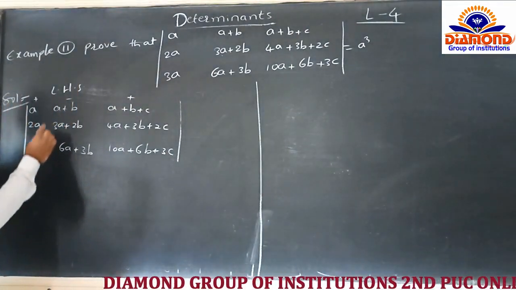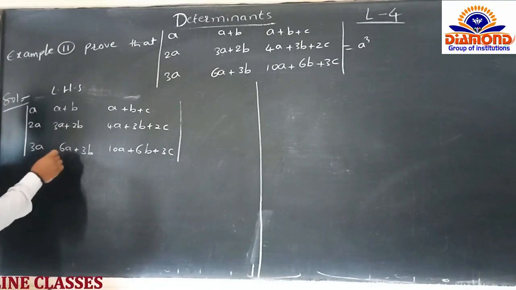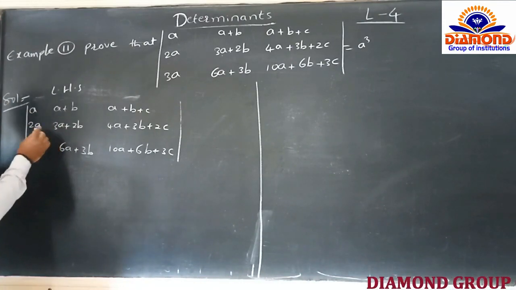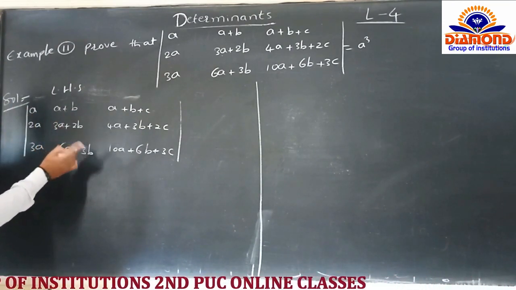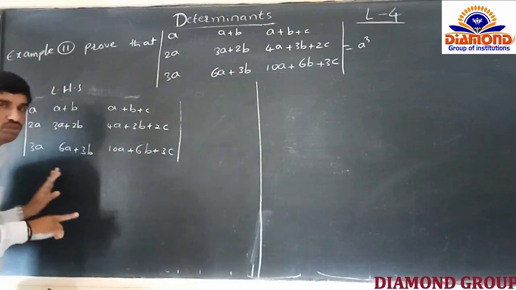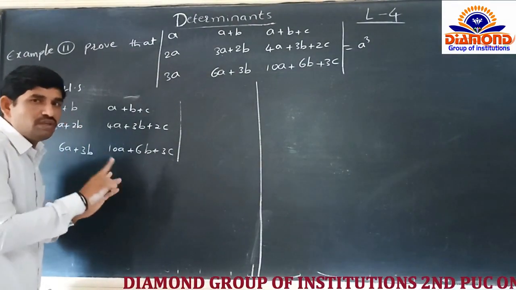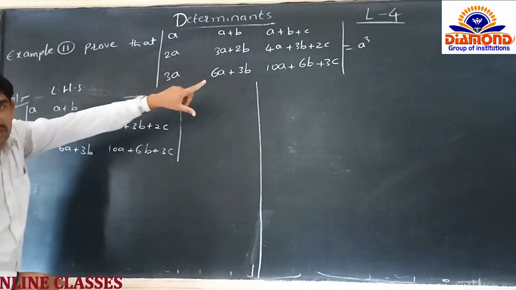Now see here, first we have to take the LHS, and it is very important for 4 marks. So how will I do the solution? What is our target? First, in advance, I will give the explanation for this. This is the determinant, and to get the RHS, it is A cube.